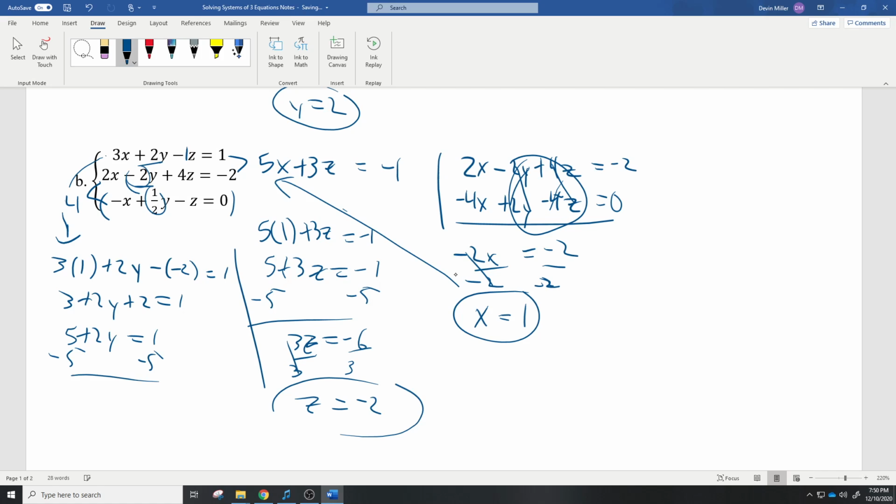Minus 5 on both sides. So 2y equals negative 4. Divide both sides by 2. Oh, y is also a negative 2. So as a final answer, we get 1, negative 2, negative 2. X, y, and z. That's the order I'm doing it. X, y, then z.